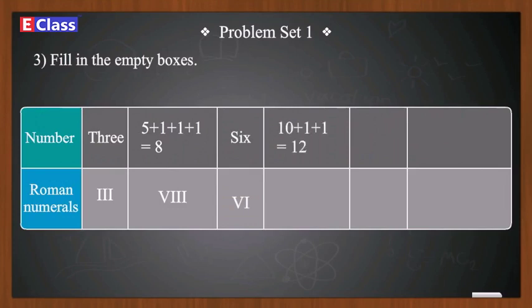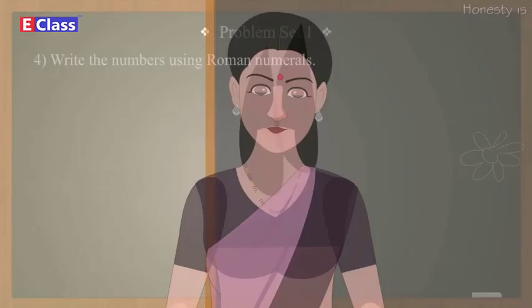Number 10 plus 1 plus 1 is equal to 12. Roman numerals XII. Number 15. Roman numerals XV. Number 10 minus 1 plus 10 is equal to 19. Roman numerals XIX. Now, students, let's see the fourth example.